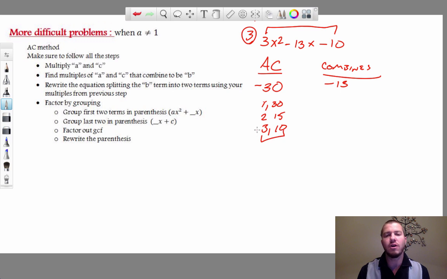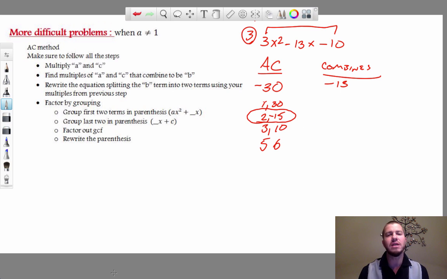If I use 10 and 3 and I make one of them a negative, that makes a 7 or negative 7. 5 and 6, and that's it. So which of these have a difference of 13, which is going to be 15 and 2. Now my middle term, my B term, is a negative this time, which means my larger number is going to be negative, and it's going to be negative 15, positive 2.